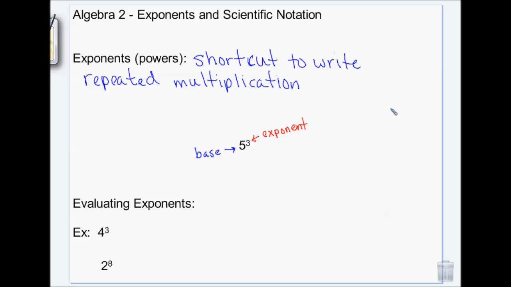Our shortcut for writing repeated multiplication. Okay, you have your base, which is the number on the bottom, and you have your exponent, which is a small number. And what the exponent tells you is how many times you multiply that base.